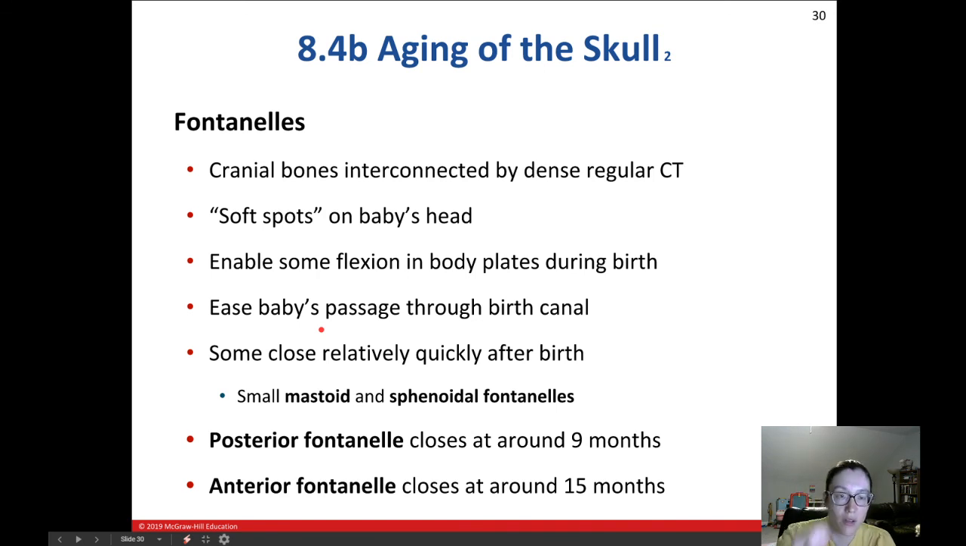So there are 4 that you have to identify. The small mastoid and sphenoid fontanelles close pretty quickly after birth, so you won't really notice those as much. There's a posterior fontanelle, in the back here, that closes around 9 months, and then the big one, the anterior fontanelle, is the one you can really see on the baby's head. I remember that when my kids were really little and screamed, you could see it vibrating in the newborn. You can see it pulsing up and down sometimes. And that closes around 15 months.